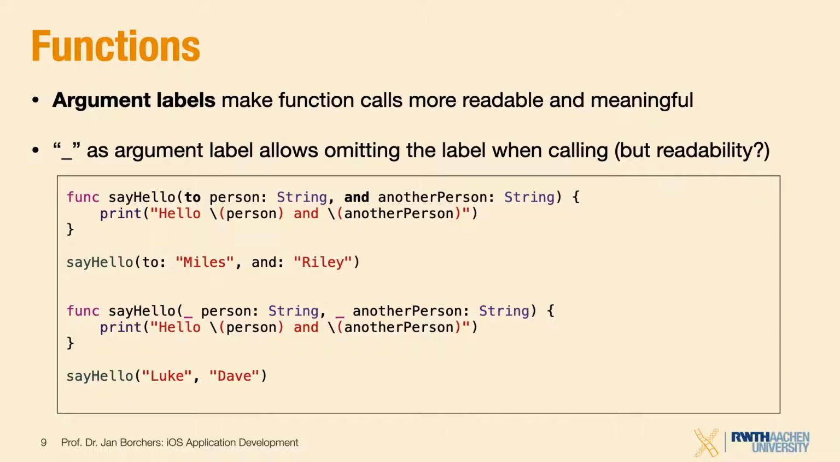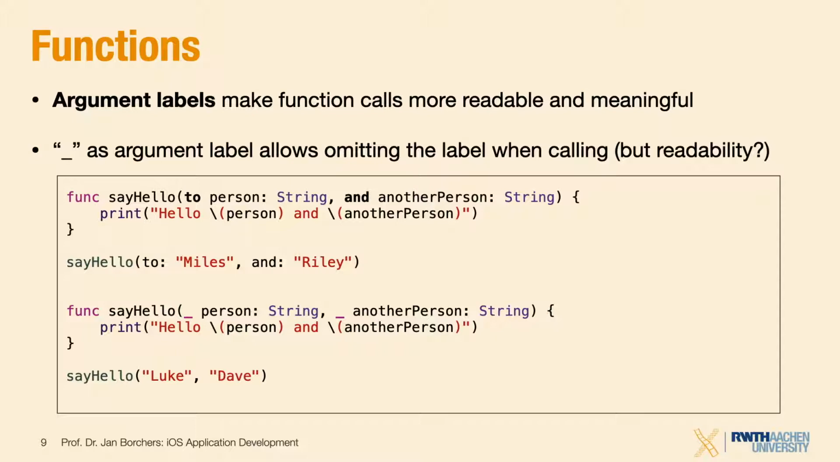So look at this. This looks like Java, right? Say hello, Luke, Dave, or C or C++, whatever you want. We're not seeing any labels. Why? Because inside the function definition we use the underscore, which is a special argument label that says the user doesn't have to specify anything, right? They can just write down the parameter value.